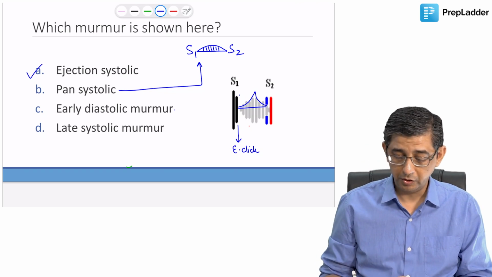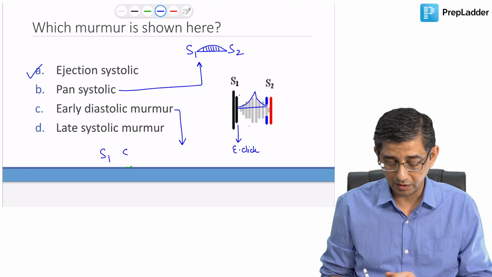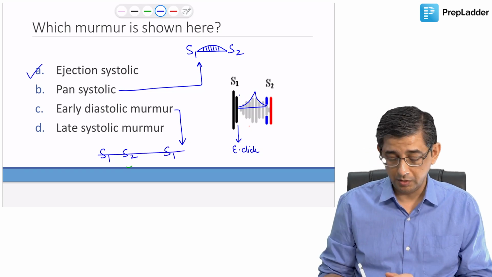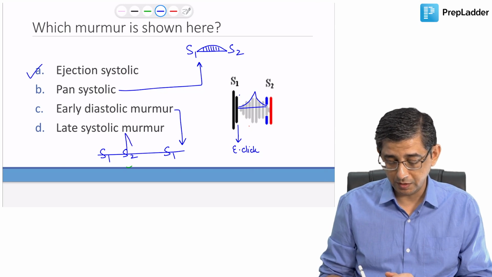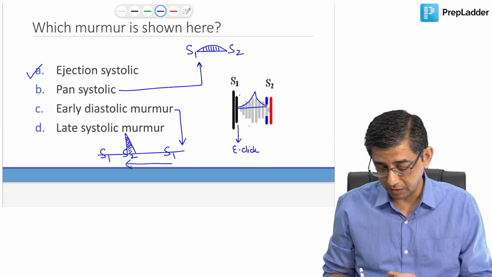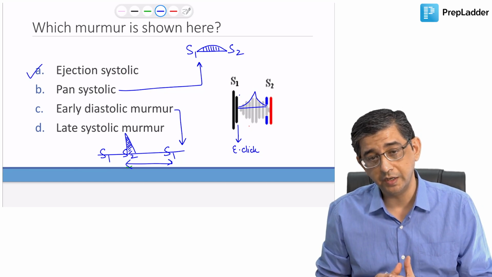In contrast, a diastolic murmur is going to be heard between S2 and S1. I'm just going to do a quick configuration here. You see the murmur is starting right from S2 and then dying down. So this triangular configuration that I've drawn here, present in the early part of diastole, is technically called an early diastolic murmur. So that's how they're going to give you an image of early diastolic.